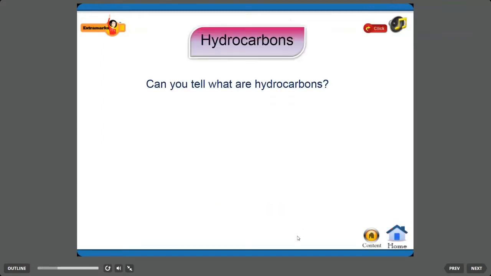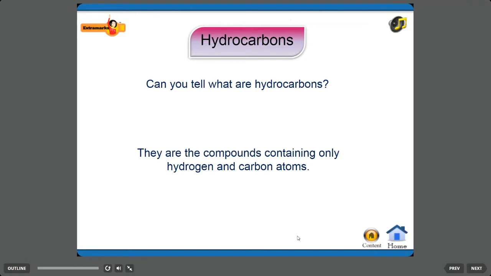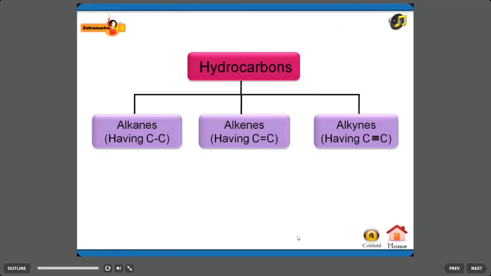Can you tell what are hydrocarbons? Here is a hint for you. The term is self-explanatory. Hydrocarbons are the compounds containing only hydrogen and carbon atoms. The number of hydrocarbons is too large. So for better understanding, they are classified into three major groups, namely alkanes, alkenes, and alkynes.